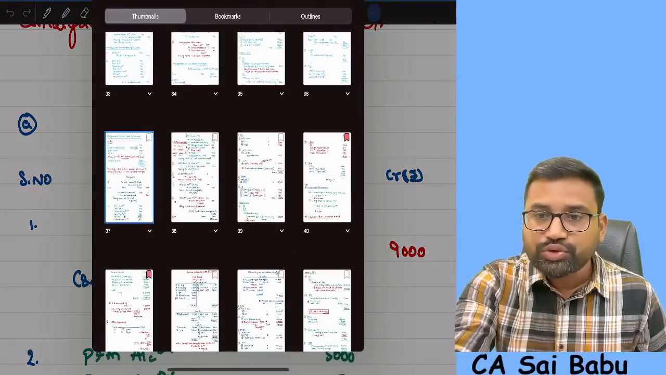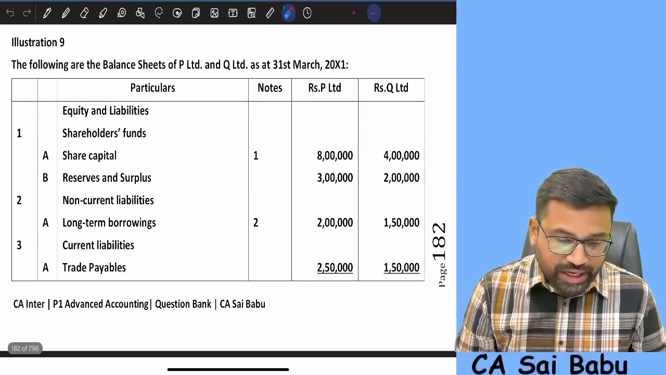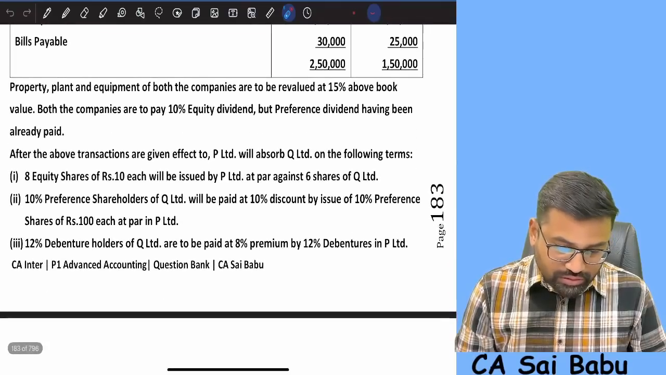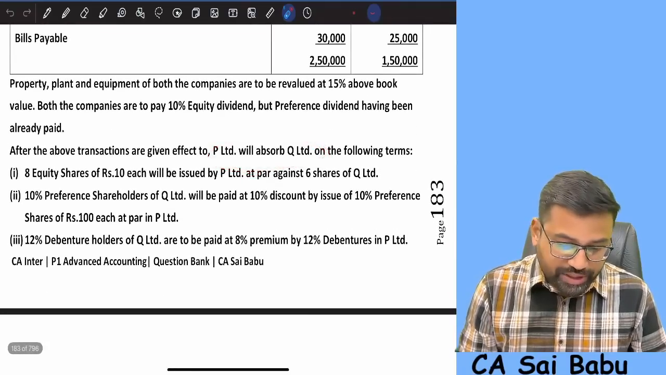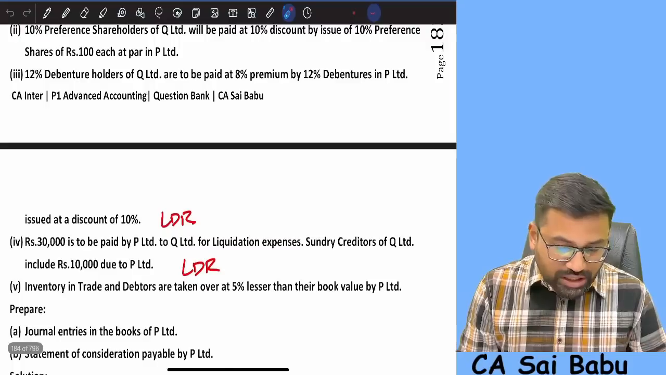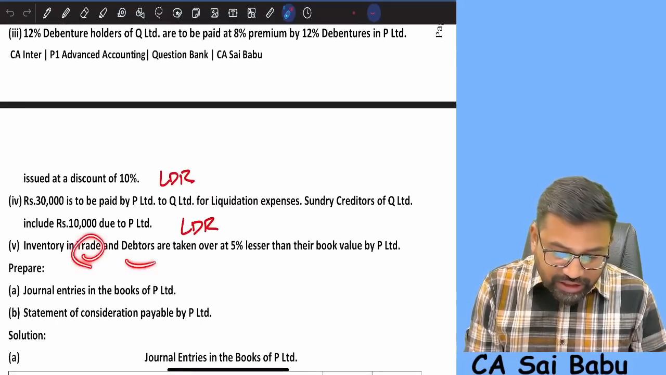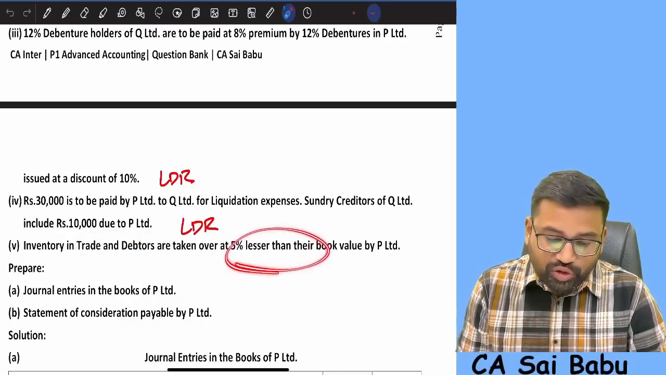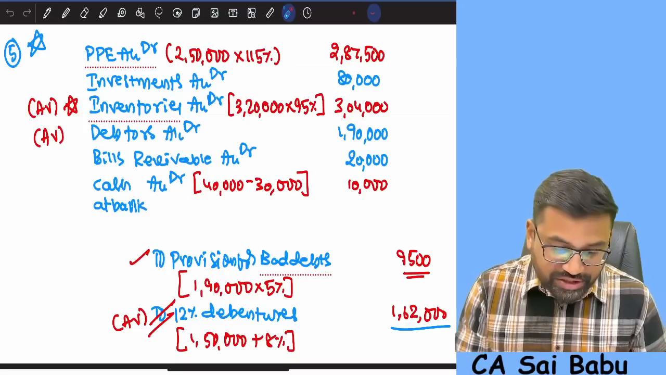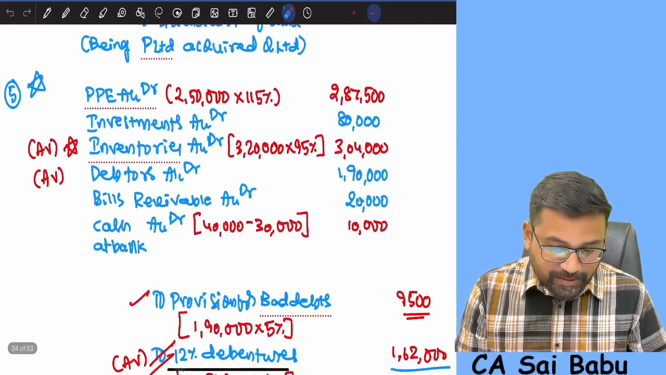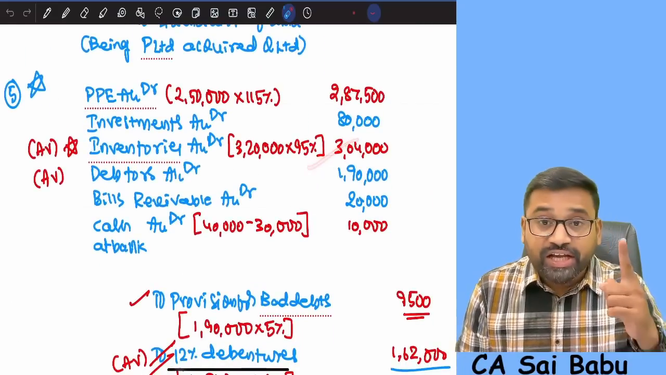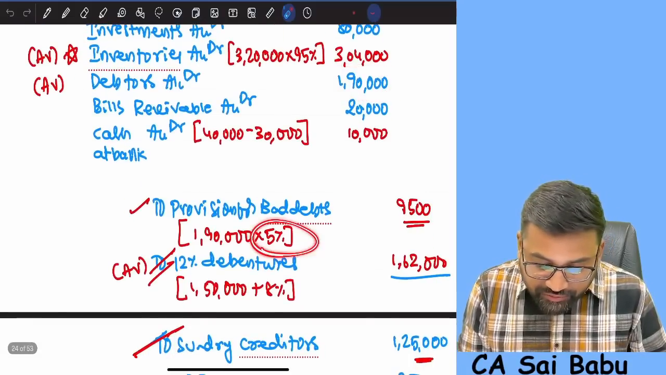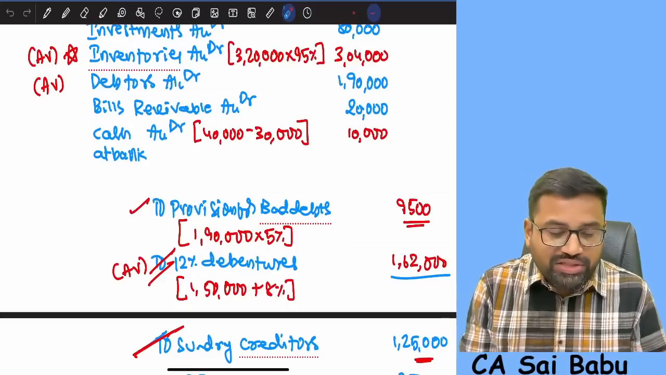And also, I will show you one more question. Now see illustration number 9. In this question, P Limited is taking over Q Limited. And the question clearly mentions that inventory and trade debtors are taken over at 5% less than the book value. So when you are writing the incorporation entry in the books of the transferee, inventories are taken at 95%. Debtors also 1,90,000, and for this 5% they have created a provision separately, or else you can directly reduce it from debtors.